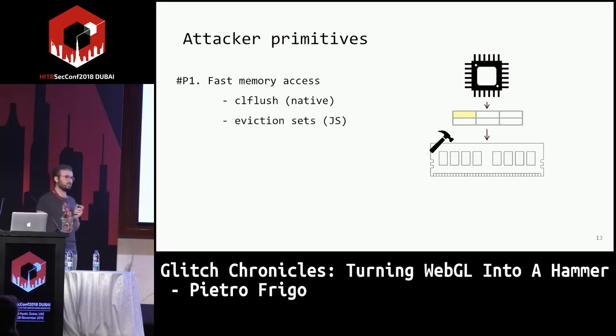Now, clearly, this is not available on the browser. So what they invented for the browser was to use eviction sets. This is a technique that is already known for cache attacks. So they implemented the same thing now for Rowhammer attacks.